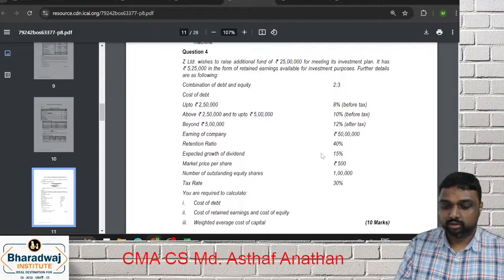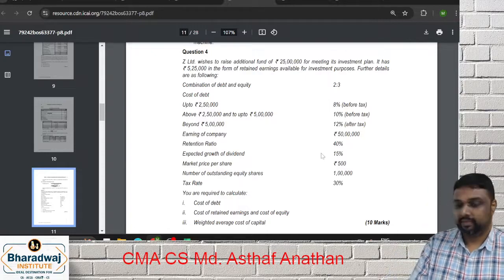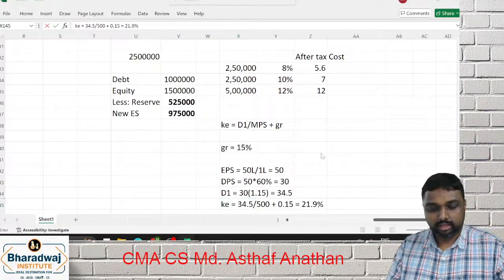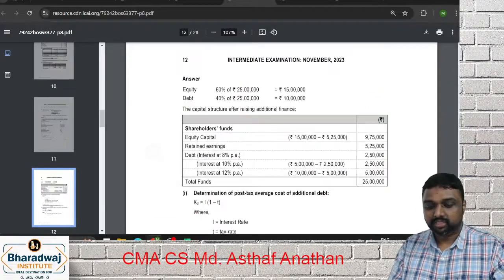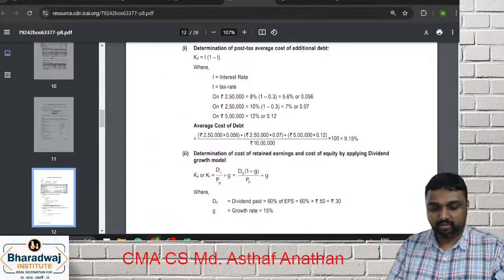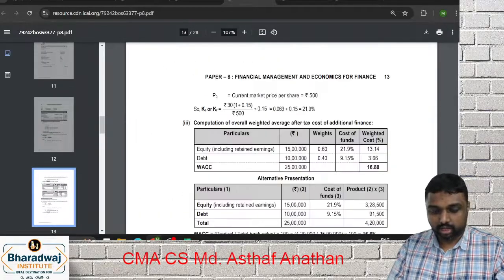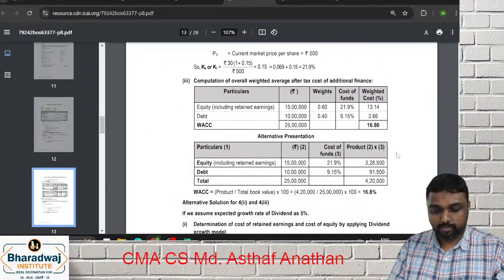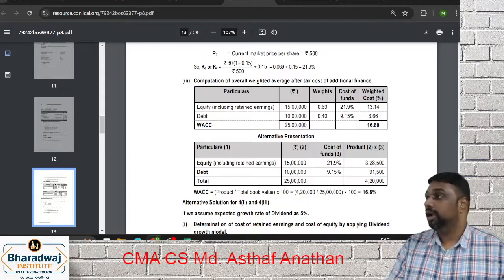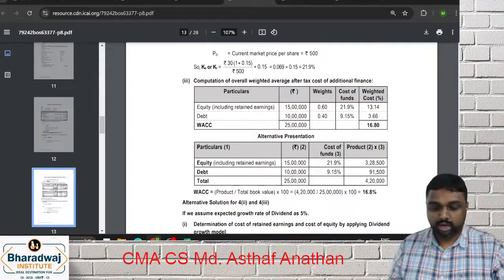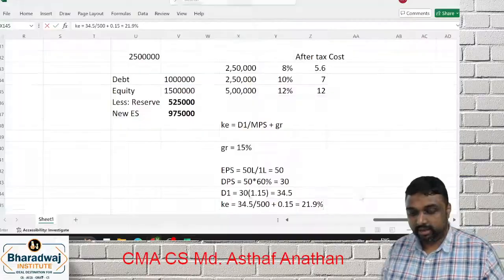There is nothing called a shareholder anything. So Kr is equal to Ke. So you are able to get it. Same thing, the same answer will come here. You will get a final answer of 16.8. Are you going to say? You will get 16.8.